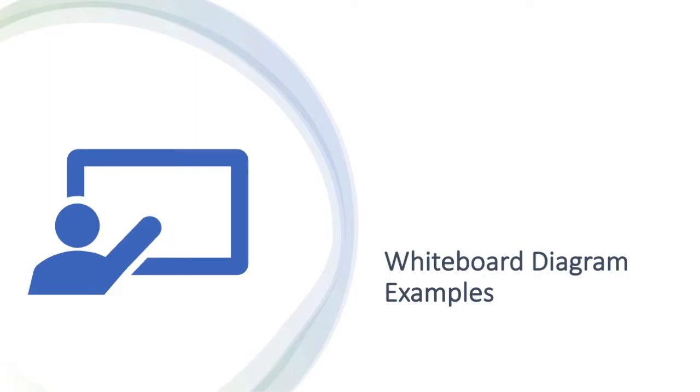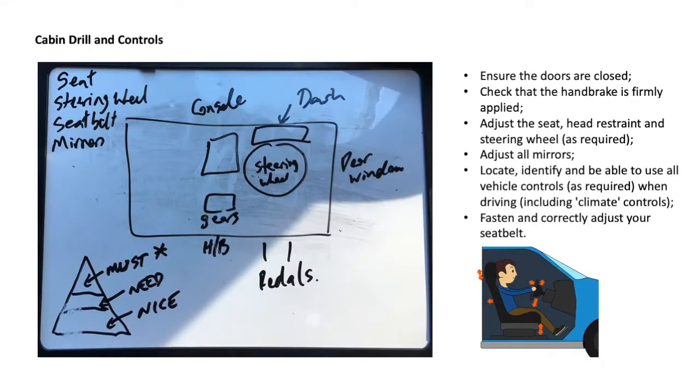Okay, let's take a look at some whiteboard diagram examples. So these are some of the ones that I've utilized during my training, and I'm just going to share those with you now. So this is the first one where we went through the cabin drill and controls, and what I was effectively doing was going through the controls and trying to structure up the framework of that.